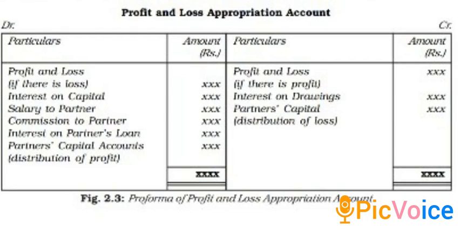In the last video, we saw the format of a partner's capital account. I hope you understand it and you revise it properly. Now we will see the profit and loss appropriation account format.